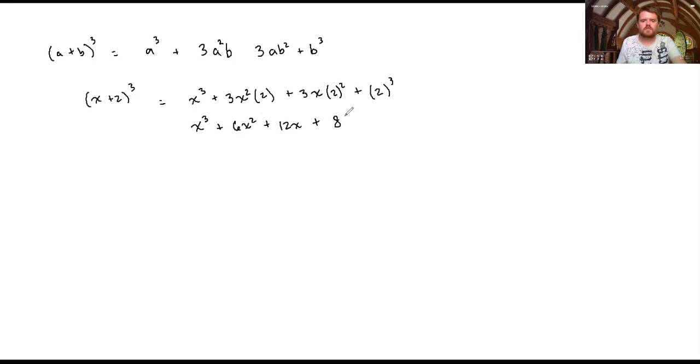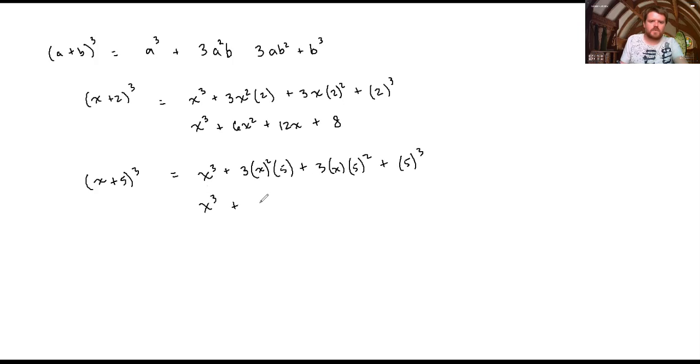Do another example. x plus 5 quantity cubed. So first term cubed plus 3 times the first term squared times the second term plus 3 times the first term times the second term squared plus the second term cubed. So I have x cubed. 3 times 5 gives me 15. 5 squared is 25 times 3 gives me 75. And then 5 cubed gets me 125.